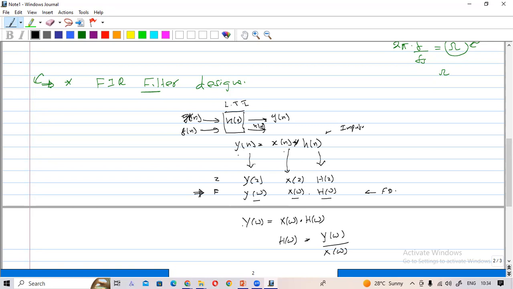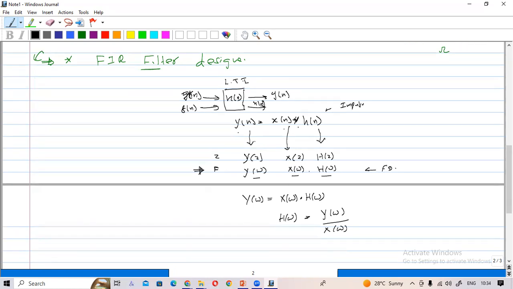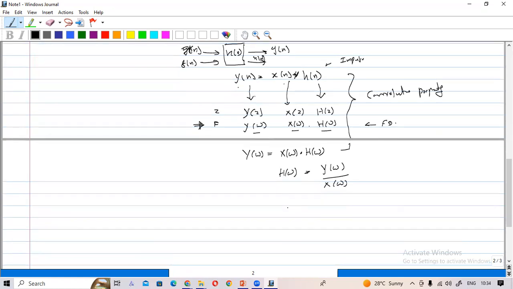This is the convolution property. Convolution becomes multiplication. That is the convolution property. Using the convolution property, we can write this. Now you can calculate this H(omega). And you can do the same in the Z transform also.